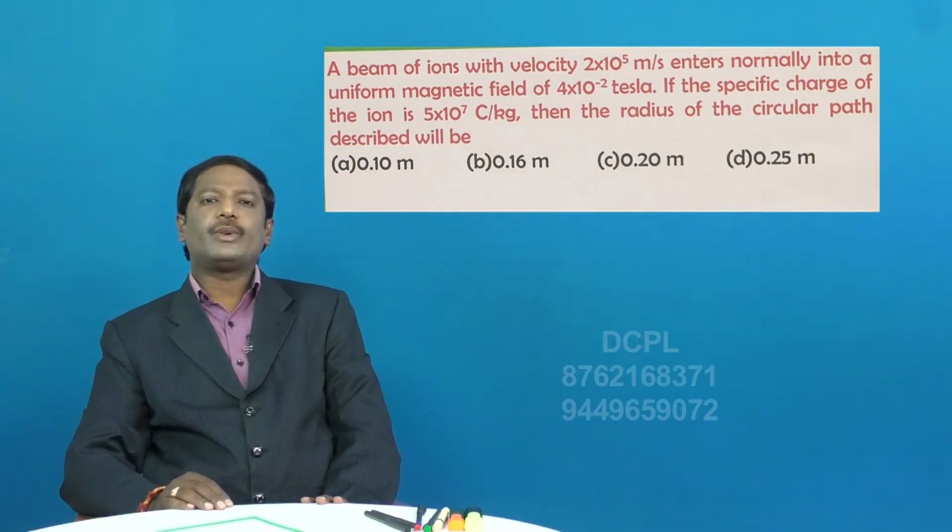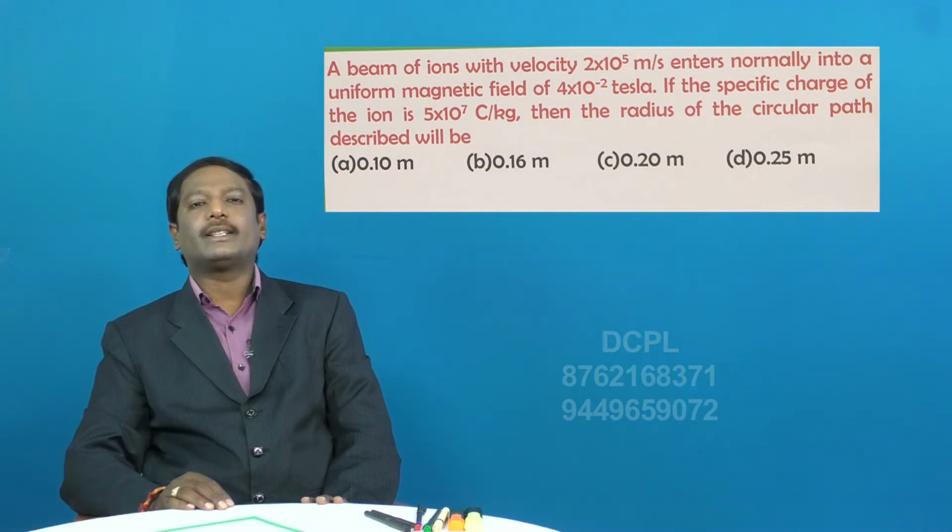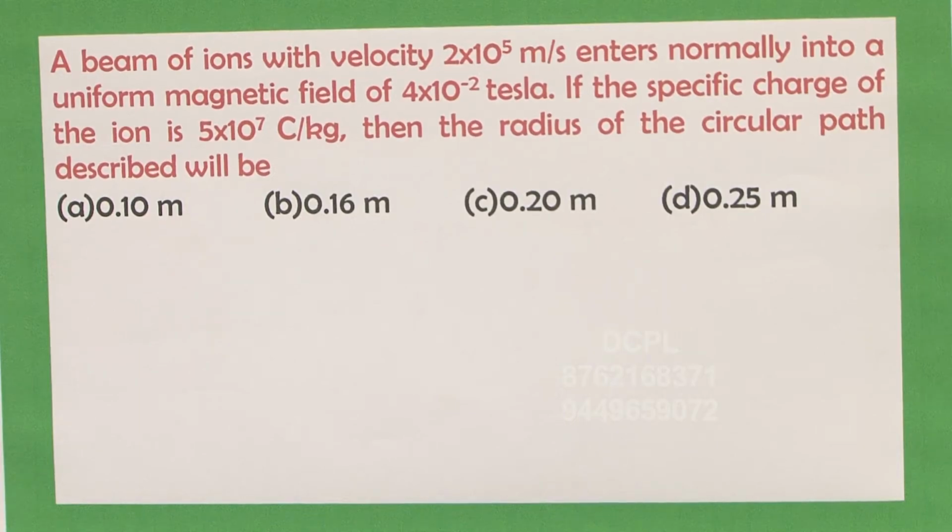Students, let us take up some few questions based on this moving charges and magnetism now. Let me read the first question for you. A beam of ions with velocity 2 into 10 power 5 meter per second enters normally into a uniform magnetic field of 4 into 10 power minus 2 Tesla. If the specific charge of the ion is 5 into 10 power 7 coulomb per kg, then the radius of the circular path described will be. Options are like this. Option A 0.10 meter, option B 0.16 meter, option C 0.20 meter and option D 0.25 meter.